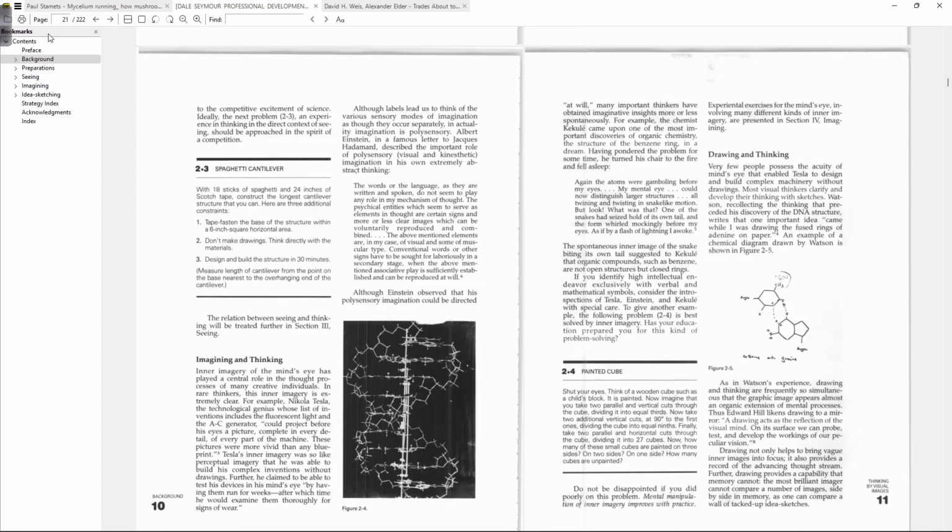A cube is made of squares. I have 1, 2, 3, 4, 5, 6 squares, right? So now what it's saying is, imagine that you take two parallel and vertical cuts to the cube.